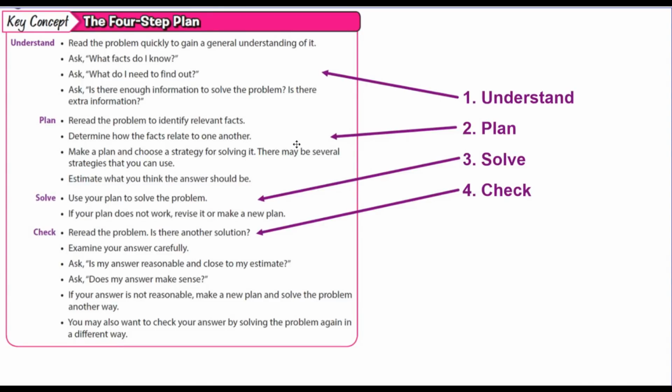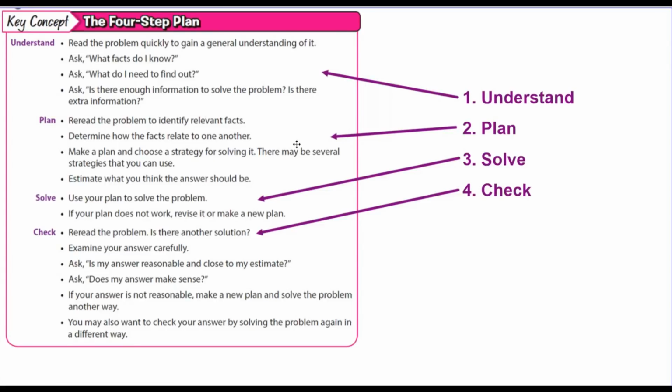And then the next step is solve. So step 3, solve it, carry out the plan, do what you plan to do, and find the answer. And a lot of us stop there and we just say, all right, I got an answer, I'm good to go. But it's important to check, reread the problem. Is there another solution? Examine your answer, make sure it makes sense, make sure it's close to what your estimate was, and just make sure you're happy with your answer. It just takes a little bit of time to check your answer, and sometimes it can save you from making a really silly mistake. So always go through and check your answers to see if they are reasonable.